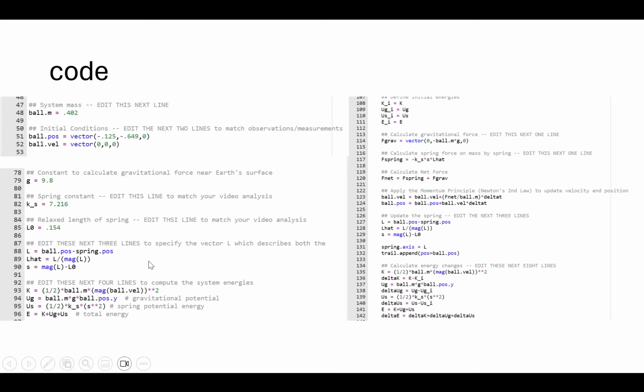As for my code, obviously ball mass and ball position I got from the observed video. Spring constant and spring relaxed length we calculated, and everything else came from formulas that were given at the beginning. Obviously kinetic energy came from the kinetic energy formula, and total energy just came from adding all things together. F grav came obviously from negative mg equals gravitational force, and the velocity update, position update formulas, whatnot.